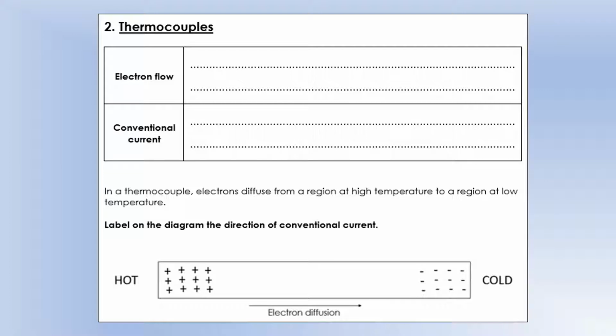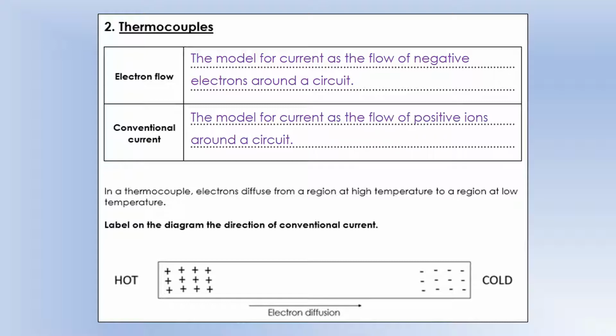Let's move on now to have a look at thermocouples, which we encountered as part of the thermophysics topic, but we can now start thinking of them in terms of some of the electricity principles that we've learned. Again, two things I want to check our knowledge of to start with. Electron flow, remember, is when we model current as the flow of negatively charged electrons around a circuit. Conventional current is when we model it as the flow of positive ions moving around the circuit.